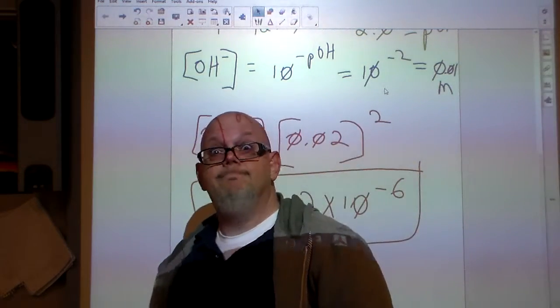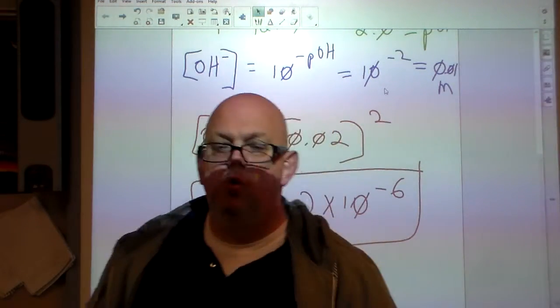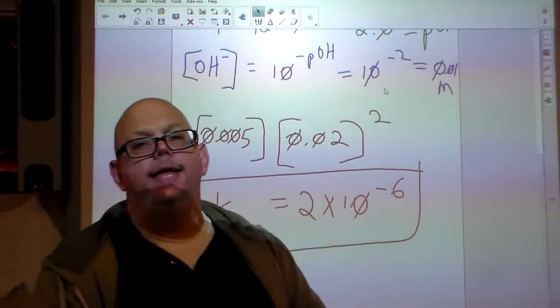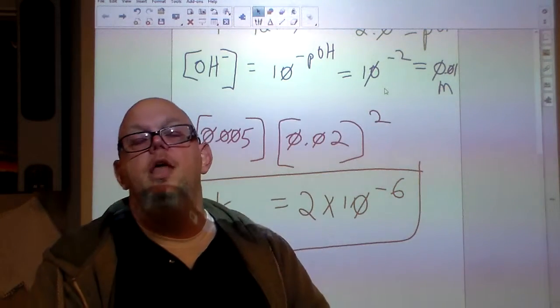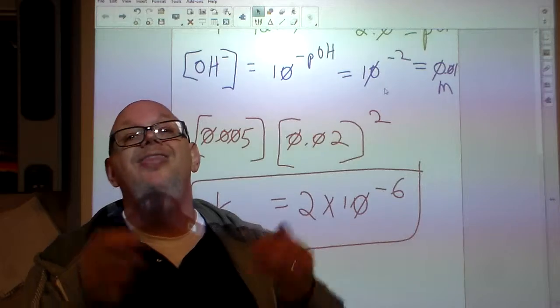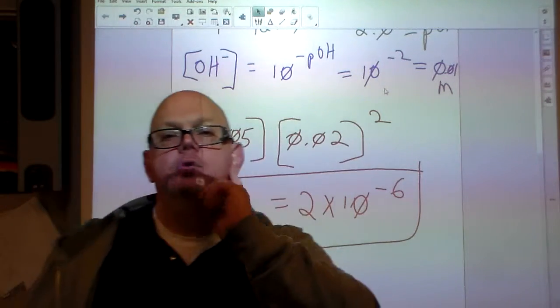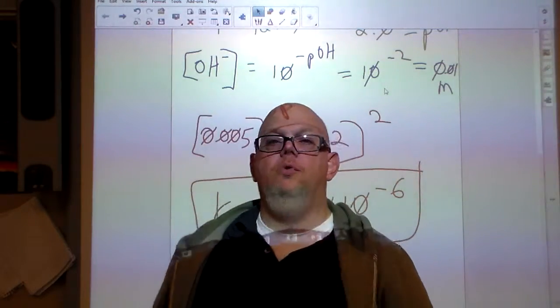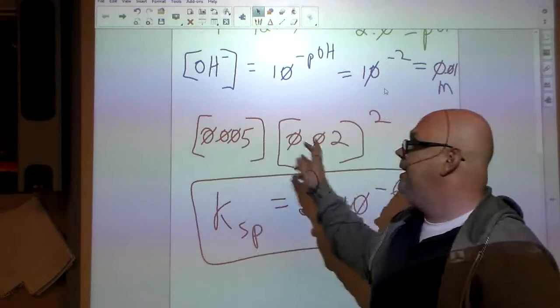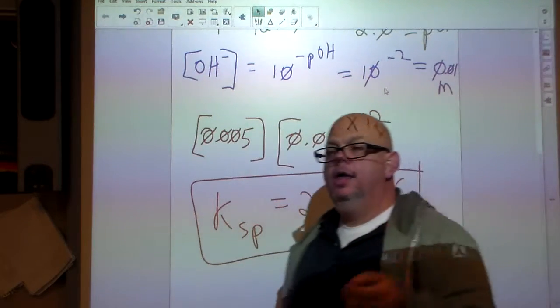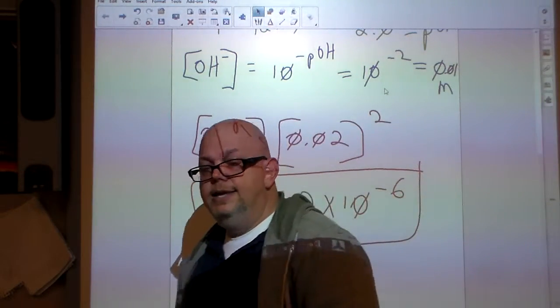Yeah, that's it. That's all there is for the pH or the pOH, depending on what you need to convert. You have to take the inverse log of the negative pH or pOH, depending on what you're looking for, and then plug it into the Ksp equation. That's it, ladies and gentlemen.